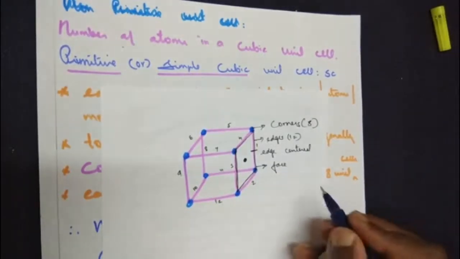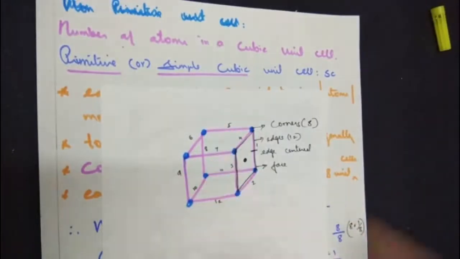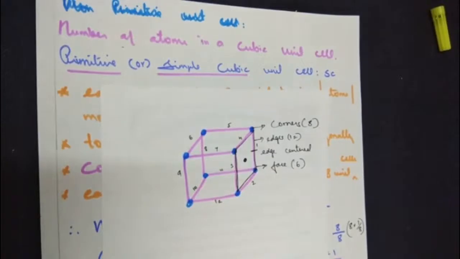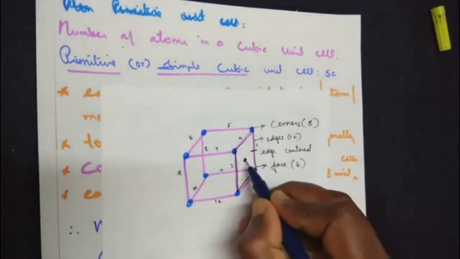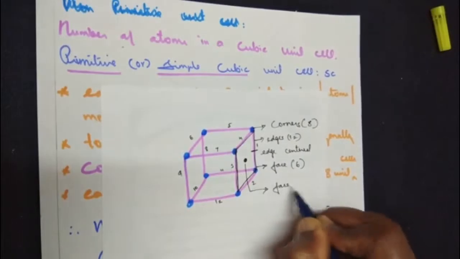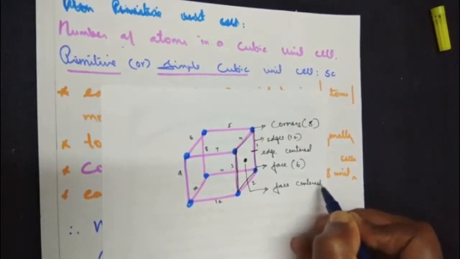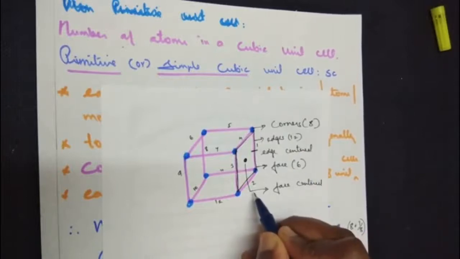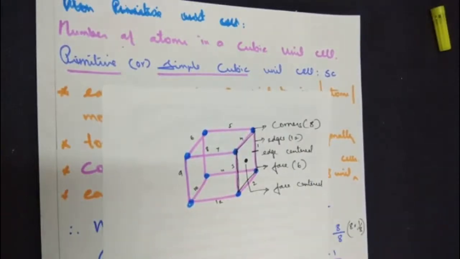How many faces are possible for one unit cell cube? When we say 6 sides, 6 faces are possible. Each face will have an atom in the middle of it, so we call them face centered. So 6 faces are there. Each face will have one atom or particle in the middle. They are called face centered.